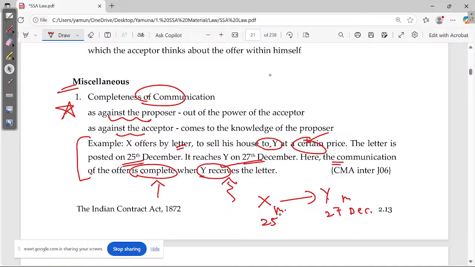Here, the communication of the offer is complete when Y receives the letter. It is not when X posted. It's not been completed on 25th. It is completed when he receives the communication on 27th. Okay.